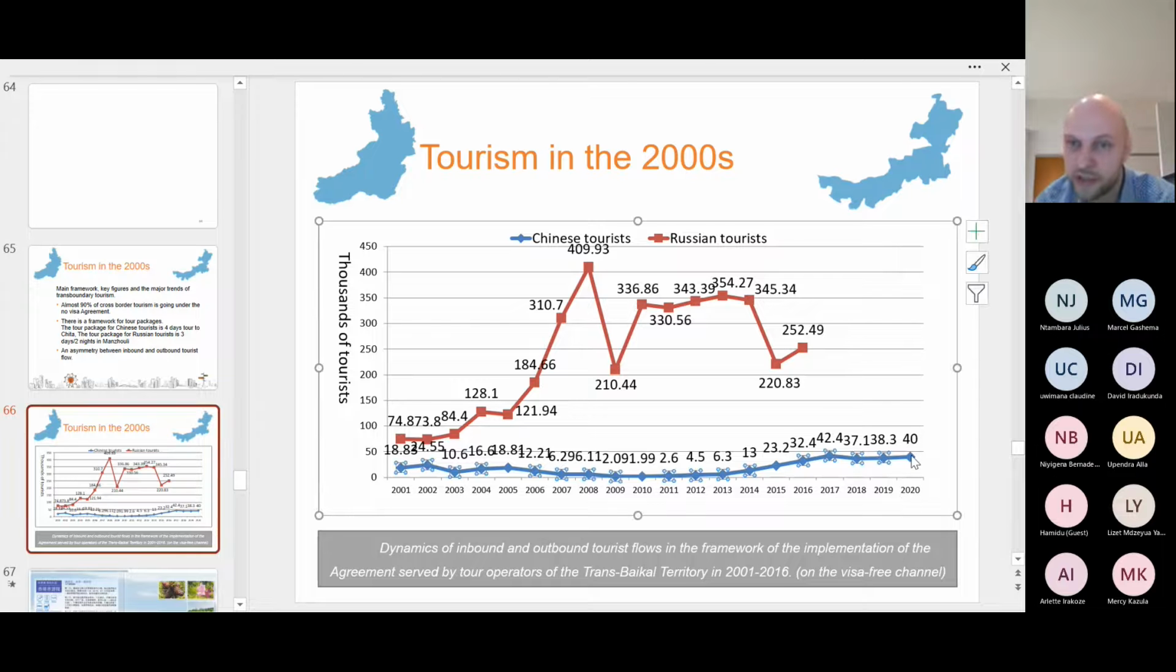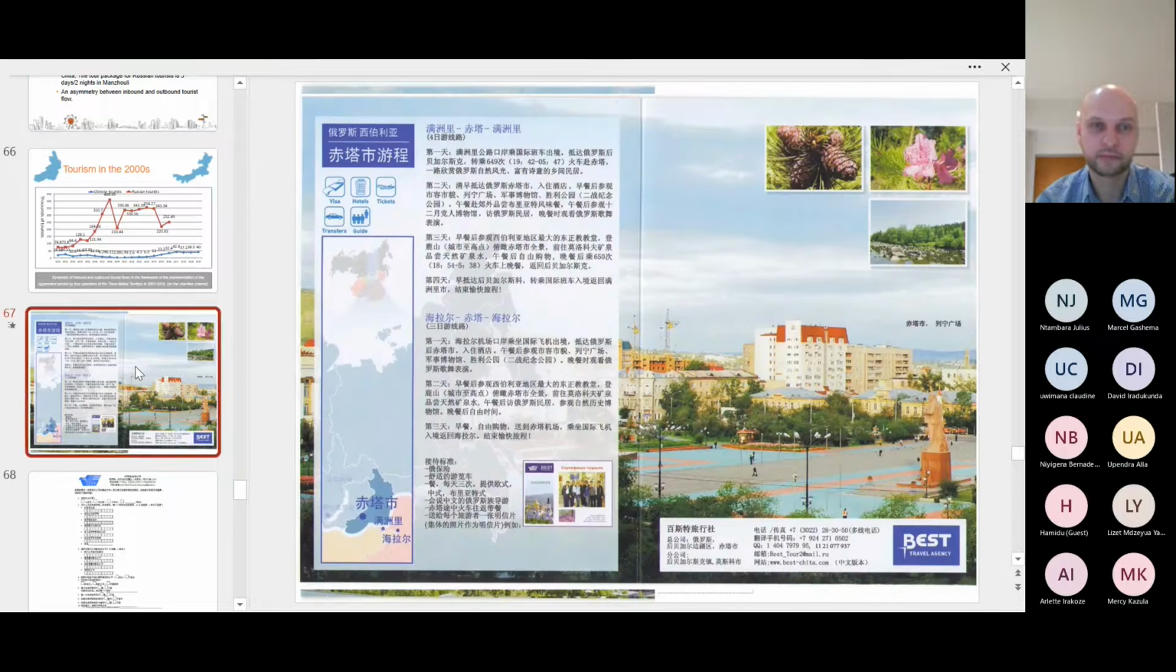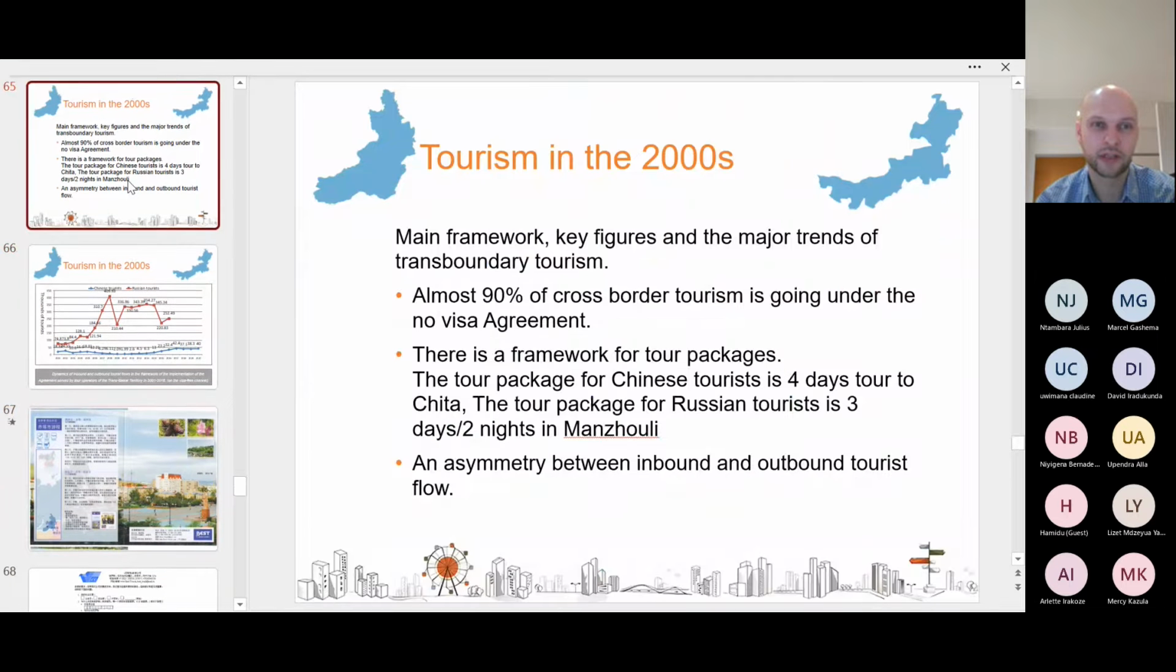Okay, in 2020, the number wasn't 40,000, the number was less. I just haven't updated this. It was kind of expected. The actual number is just 300. Why? Because the borders were closed. Okay. What else?